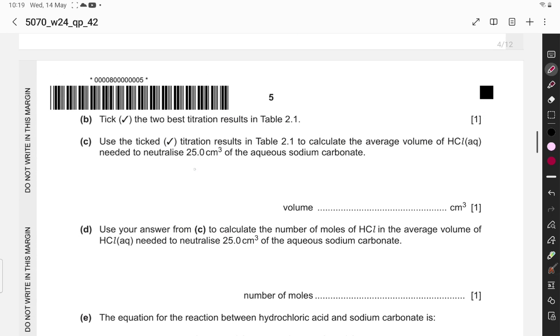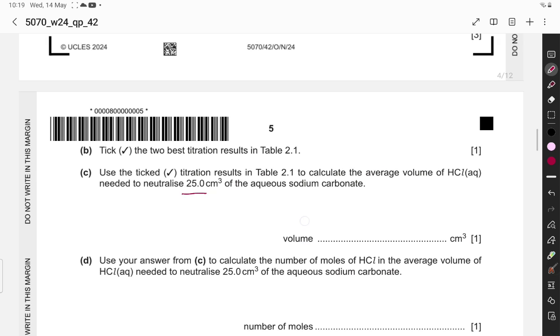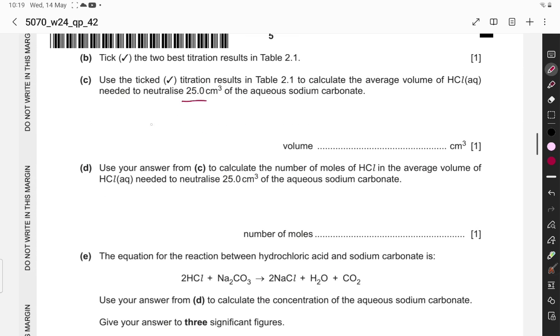Use the tick titration results in Table 2.1. Calculate the average volume of HCl needed to neutralize 25 cm³ of the aqueous sodium carbonate. By using these two, 19.9 plus 20.1 divided by 2, this is the mean volume, which is equal to 20.0.